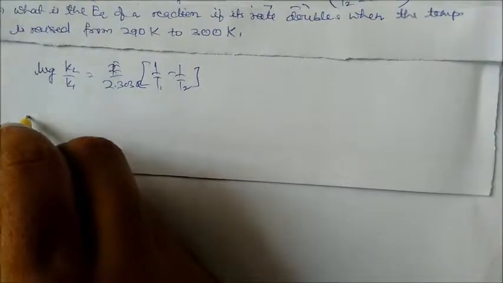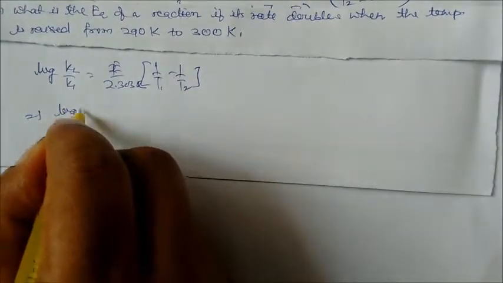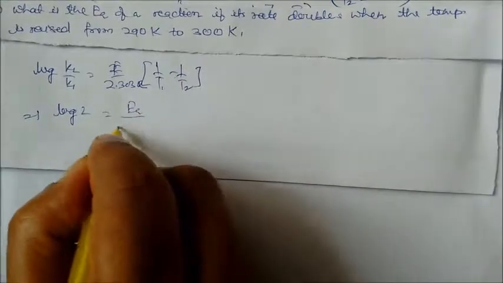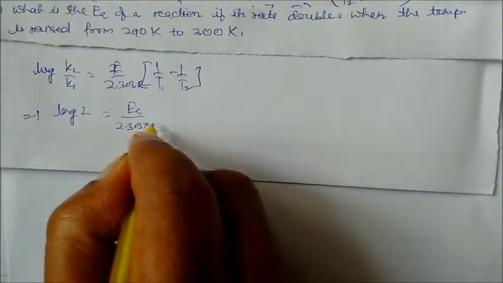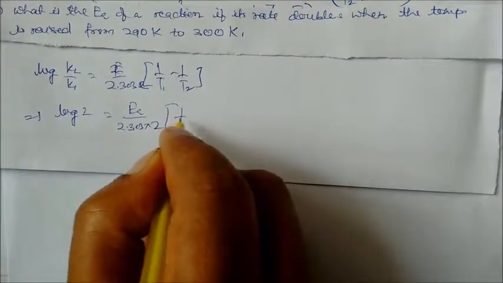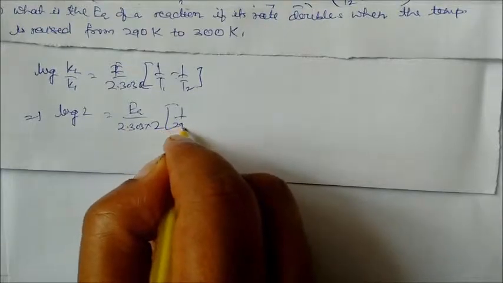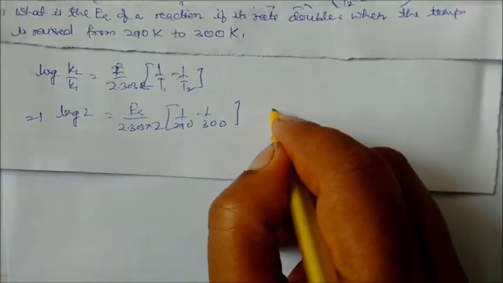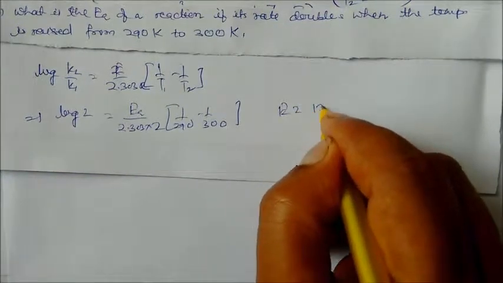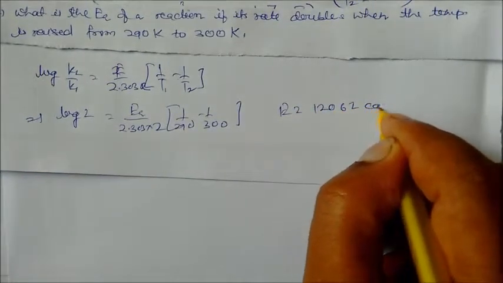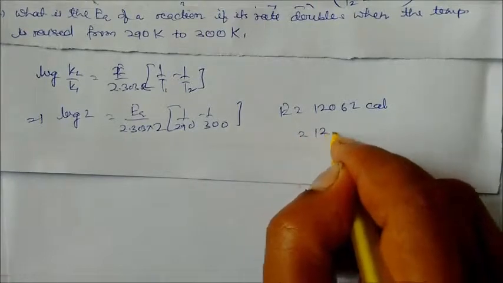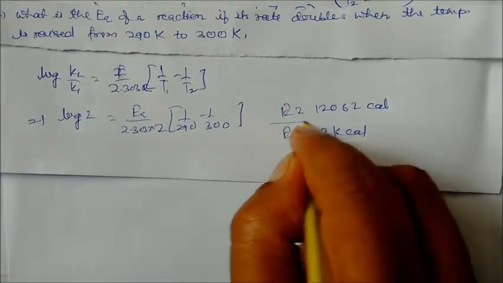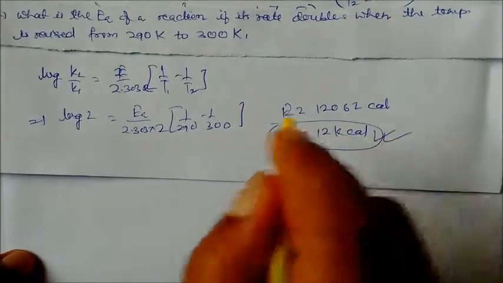So here the rate is double, so you can write log of 2, and EA we need to find out. So EA divided by 2.303 into 2, and for temperature we write the lower temperature 290, minus 1 by 300. So definitely here you will get EA is equal to 12062 calories, or we can say 12 kilocalories. So this is our activation energy. This question is very easy, you can easily solve it.